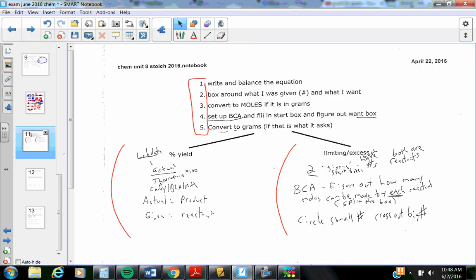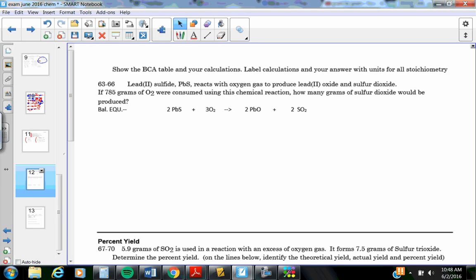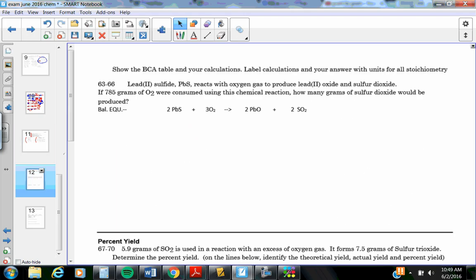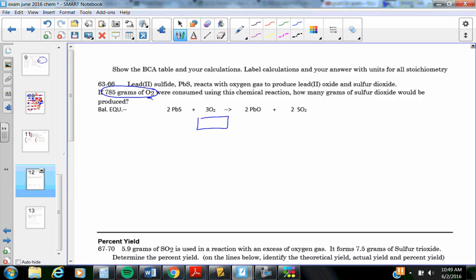Step 1 says write and balance the equation. It's already done for you. Step 2, we have to put a box around what I was given, what I want to know. I like to just isolate. What are we even trying to find out? I can find the given because there'll be a number. 785 grams of oxygen. Oxygen is going to be one of the important boxes in my BCA table.